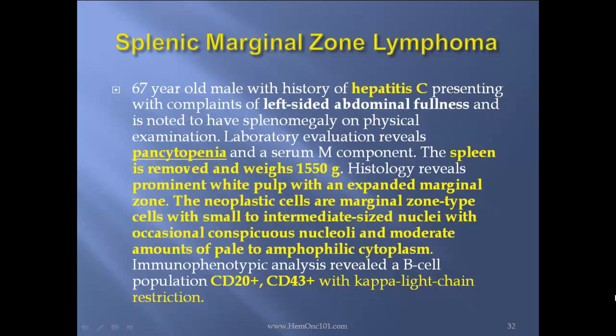Histology reveals prominent white pulp with an expanded marginal zone. The neoplastic cells are marginal zone type cells with small to intermediate-sized nuclei with occasional conspicuous nucleoli and a moderate amount of pale to amphophilic cytoplasm. Important words. Immunophenotype analysis reveals a B-cell population which is CD20 positive and CD43 positive with kappa light chain restriction.